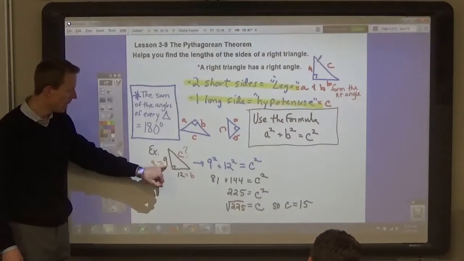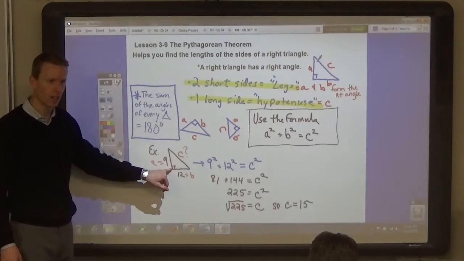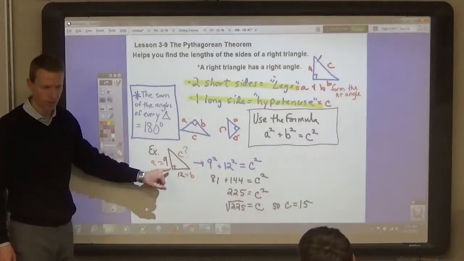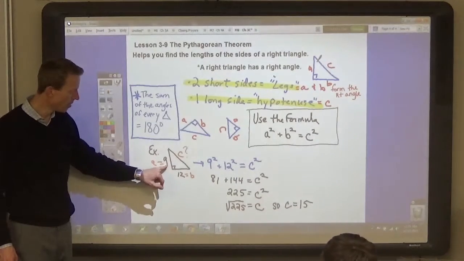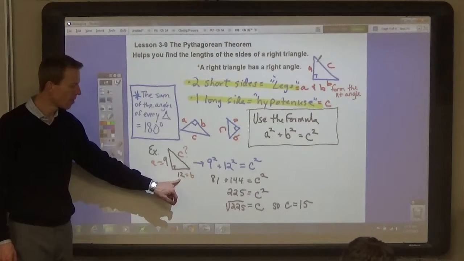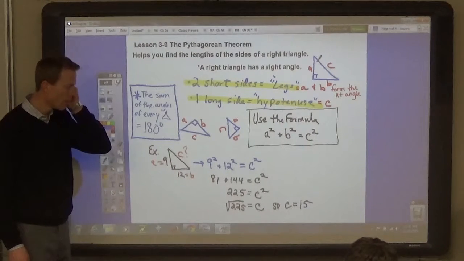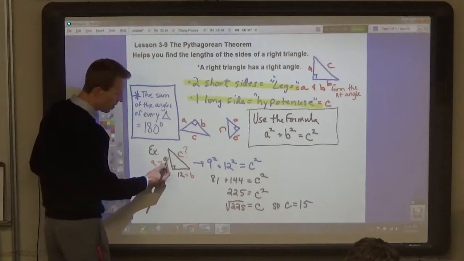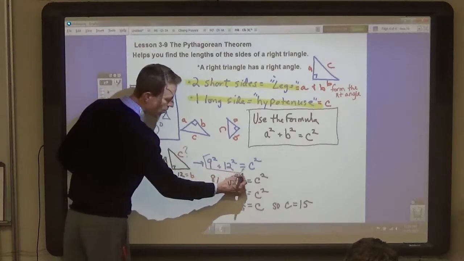Okay? So let's say we've got this triangle right here. It gives you that the length of this side, is this a leg or the hypotenuse? This is a leg. This is 9. And another leg is 12. So what's the hypotenuse? c. That's the longest side. We've got to figure that out. So you put this in the formula. This is how you insert it into the formula.